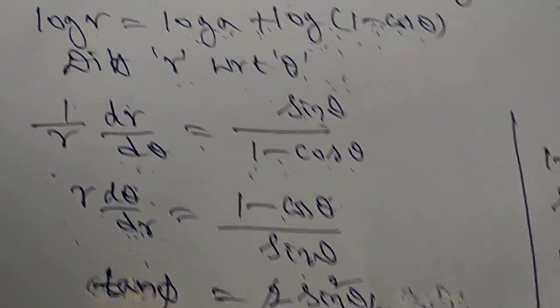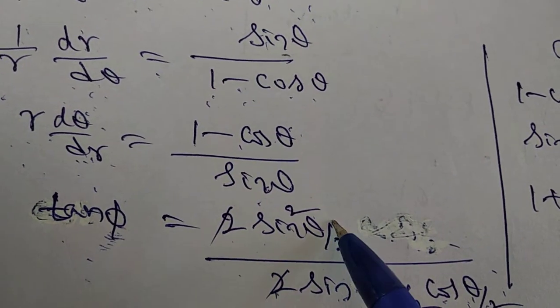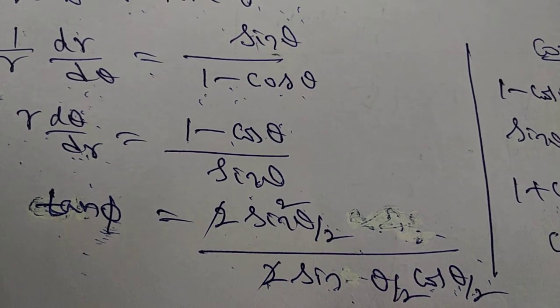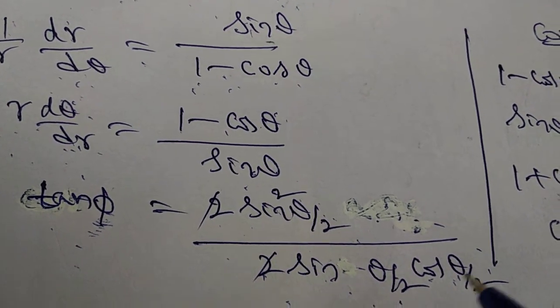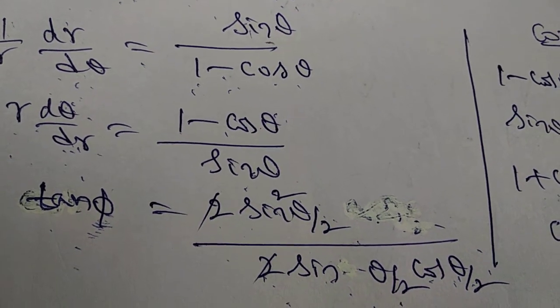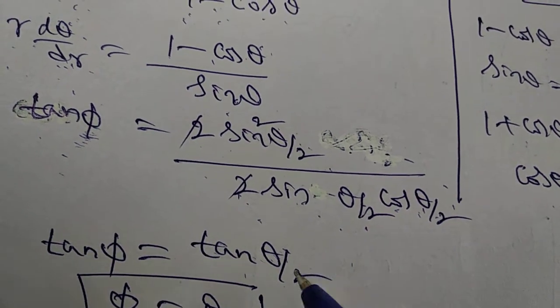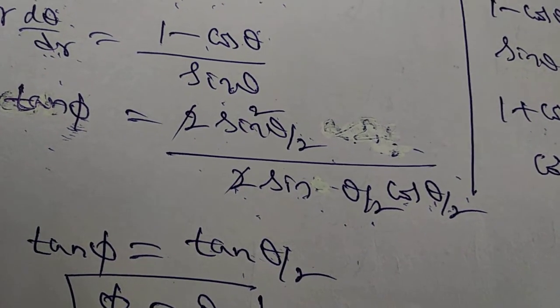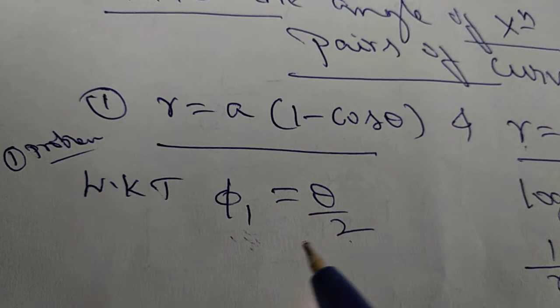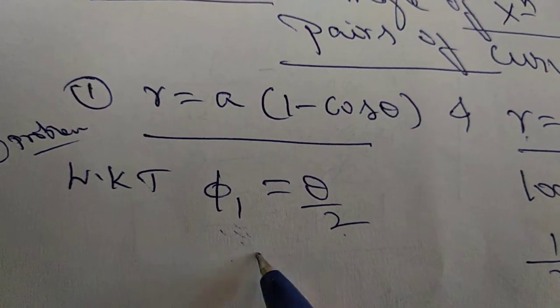We already know 1 minus cos θ can be written as what? 2 sin²(θ/2), divided by sin θ, which can be written as 2 sin(θ/2) cos(θ/2). Now the 2 cancels, and one sin(θ/2) cancels. So what is remaining? sin(θ/2) divided by cos(θ/2) is tan(θ/2). That is for the first curve. So φ1 is equal to θ/2.